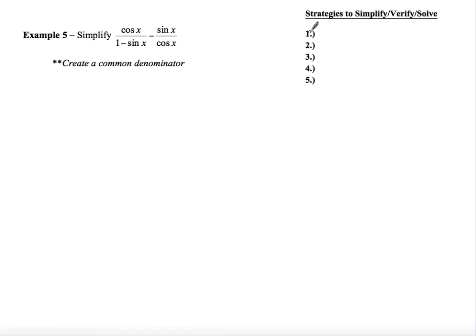All right, so we've got 3 strategies so far. Change to sine and cosine for the first one, Pythagorean identities for the second one. We just looked at factoring and distributing, and now in this example, we're going to look at how to create a common denominator. So you're going to write that one as option number 4, making a common denominator. We're not actually going to get to option number 5 until we do section 5.2. So for today, those are going to be our 4 strategies that we look at.